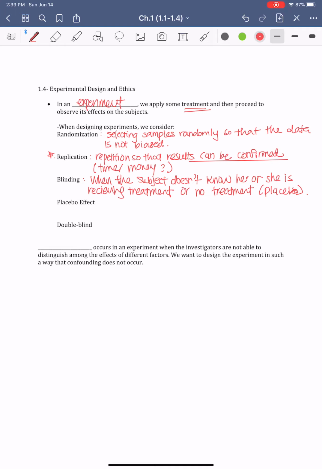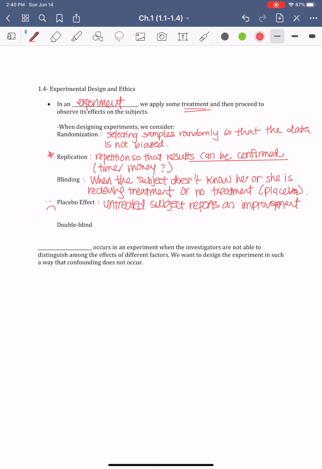Placebo effect is when an untreated subject reports an improvement. Now this is not good. So I'm gonna put a sad face.